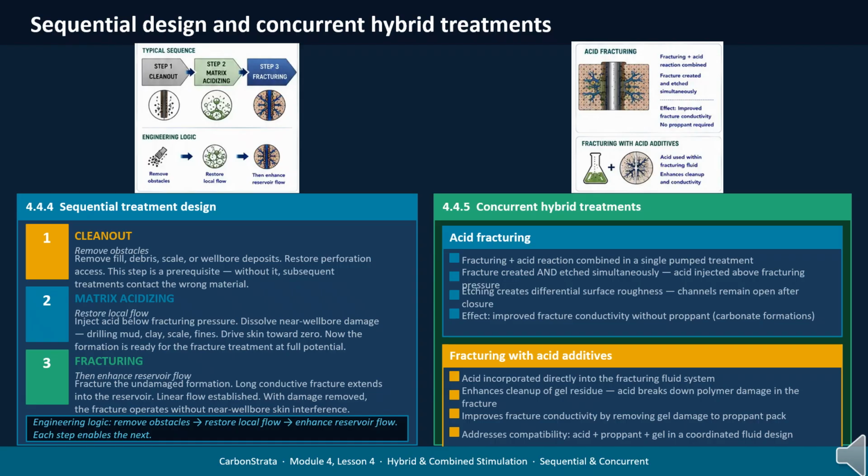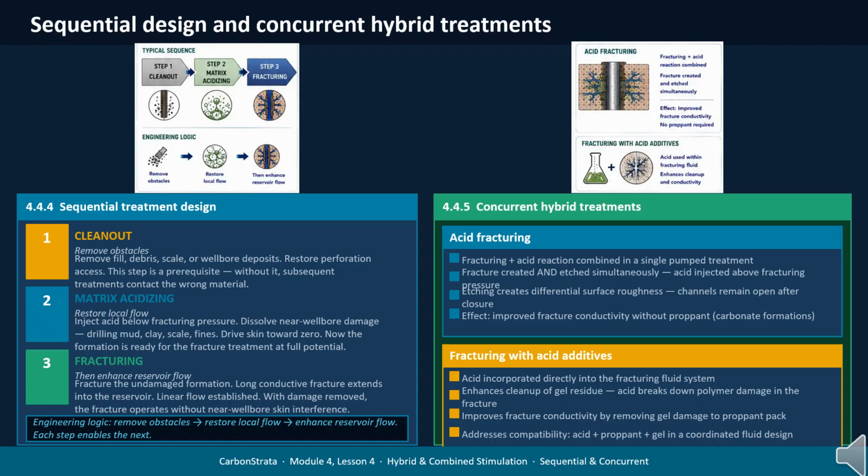Now shift to the second part. Concurrent treatments. This is not sequencing. This is overlapping mechanisms. First case. Acid fracturing. One fluid. Two effects. Creates the fracture. And modifies the fracture surface at the same time. So conductivity is created without proppant.